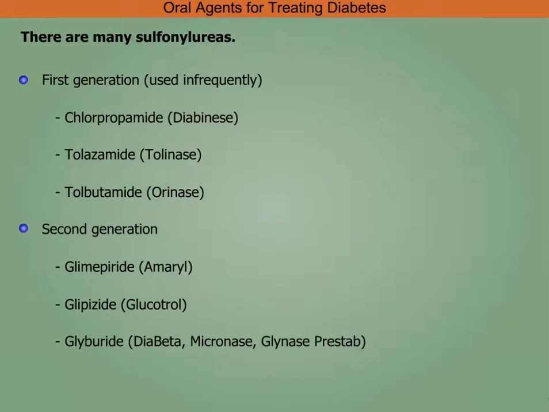There are many sulfonylureas. First generation include chlorpropamide, tolazamide, and tolbutamide. Second generation includes glimepiride, glipizide, and glyburide.